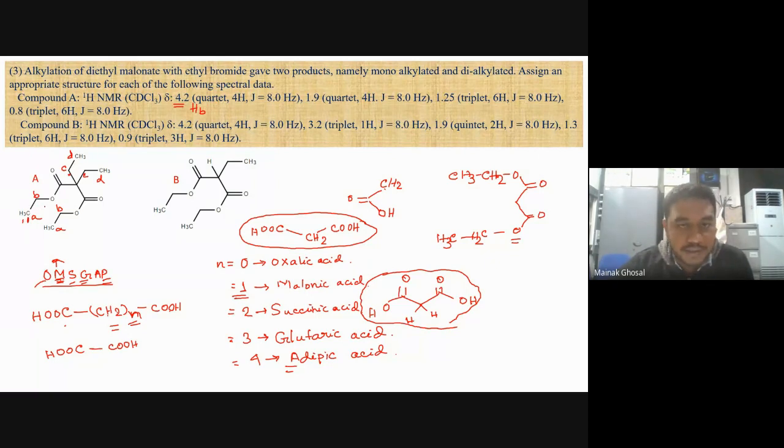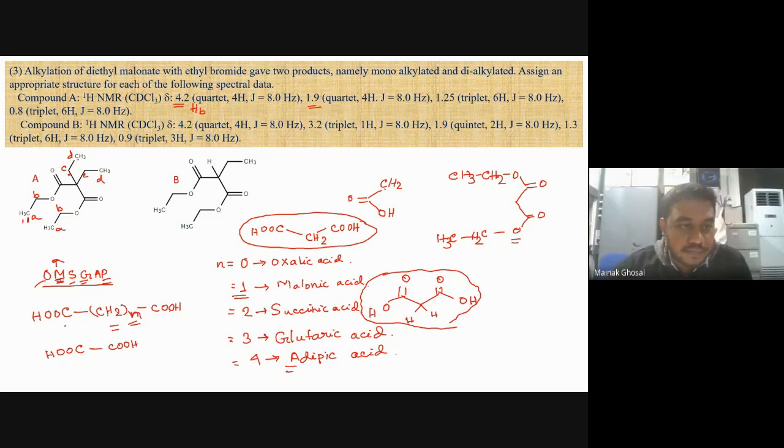This will be quartet. Now to go to 1.9 quartet 4 hydrogen. Which will be this one? C. Yeah. Because there are another 3 hydrogens, so this is a quartet. Why 4 hydrogen? Because here is 2, here is 2. So 4 hydrogen quartet. And since this is not attached directly to an electronegative oxygen, it will have a lower delta value, 1.9.